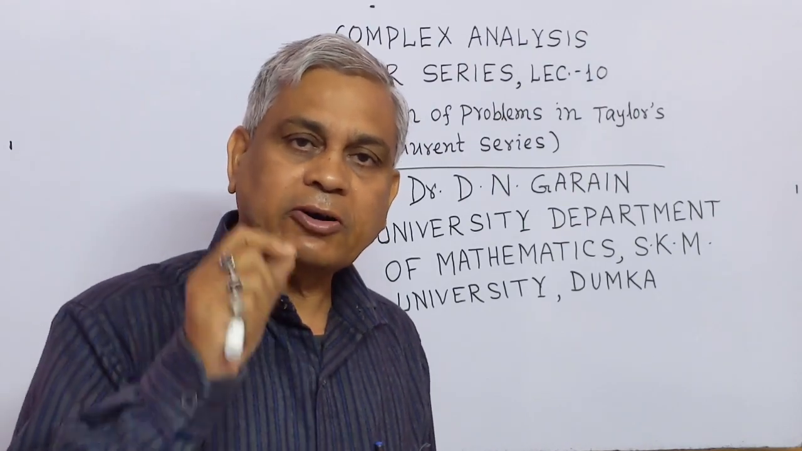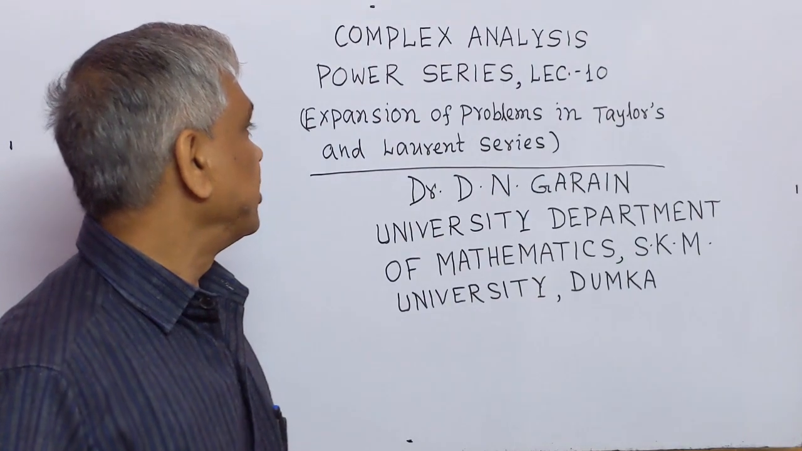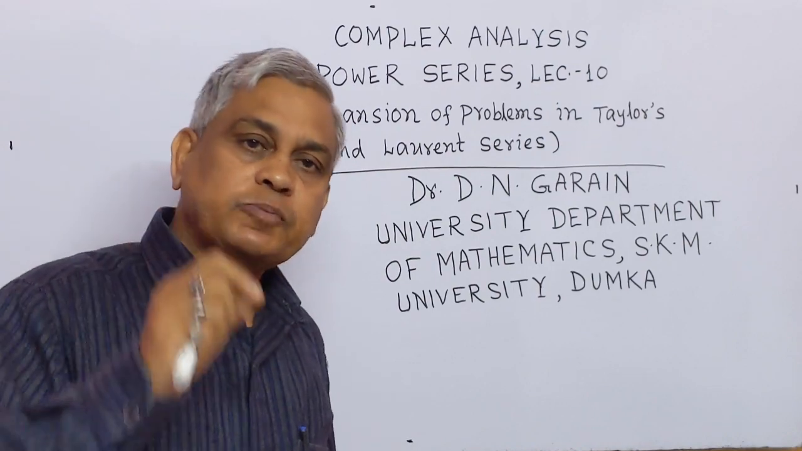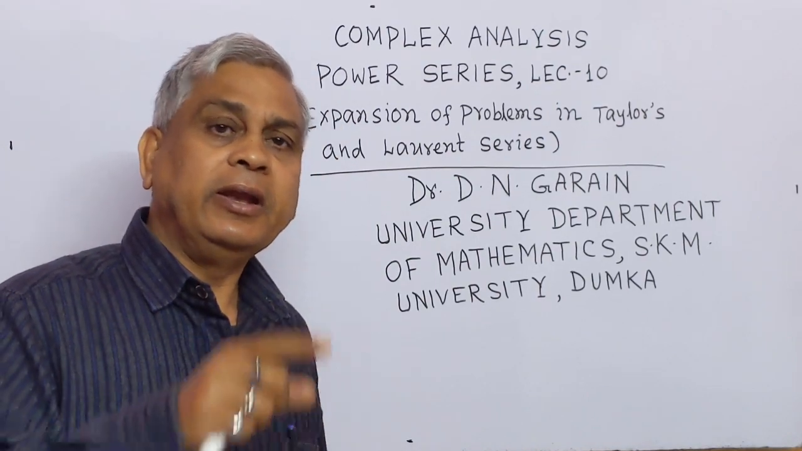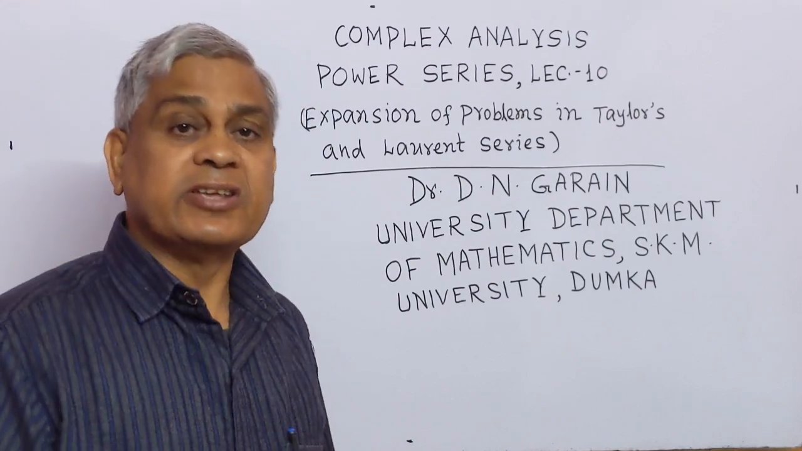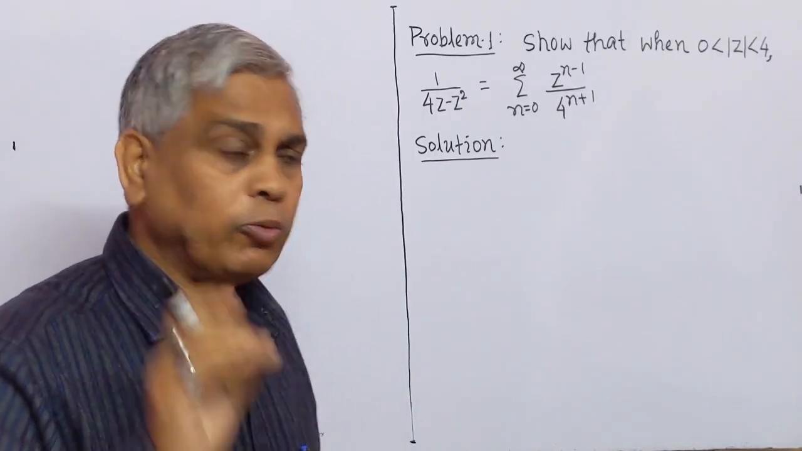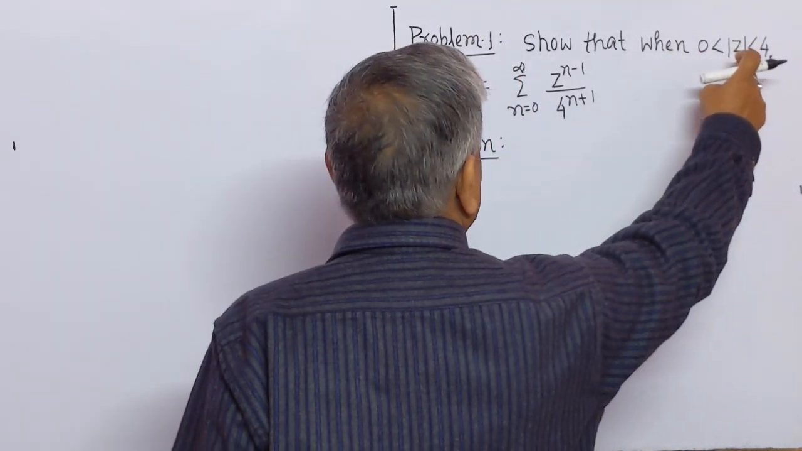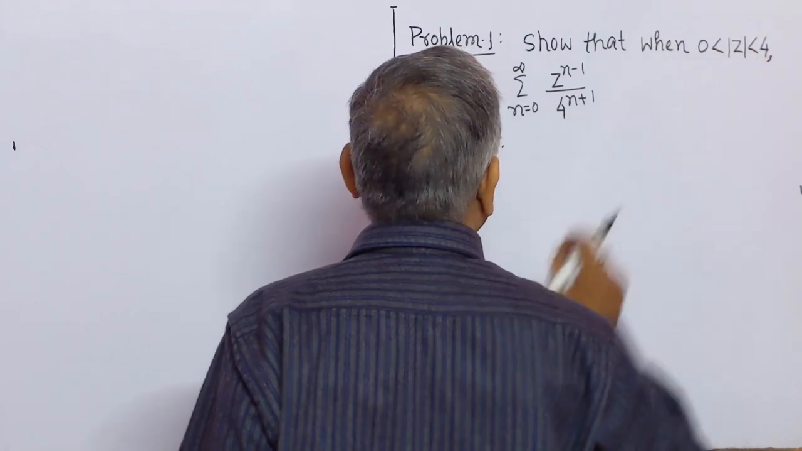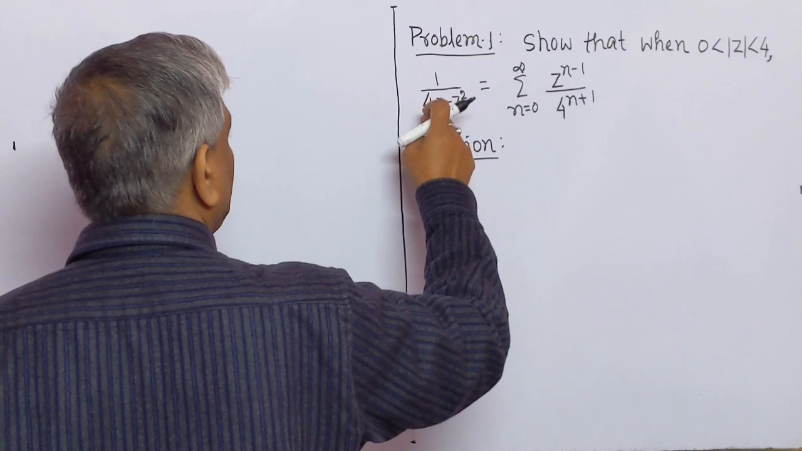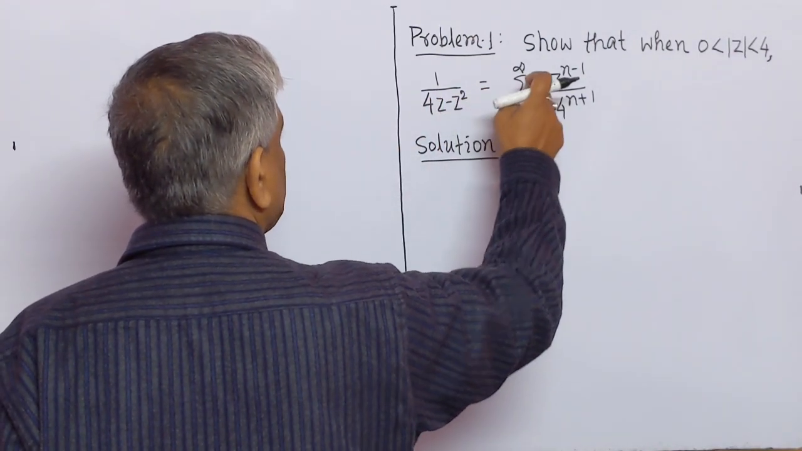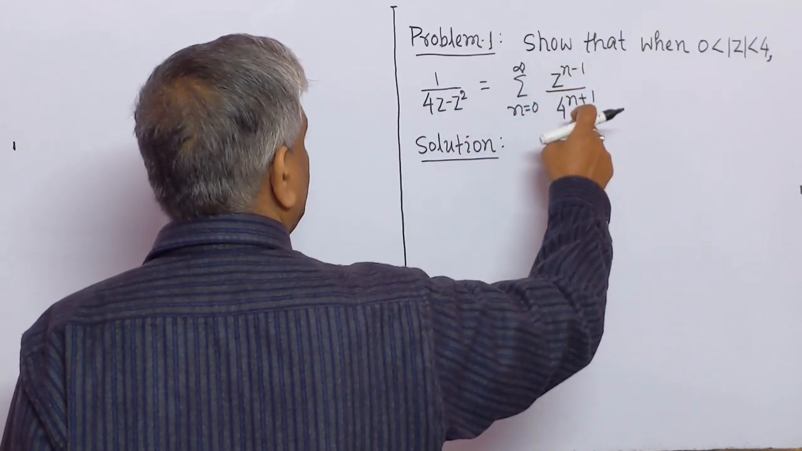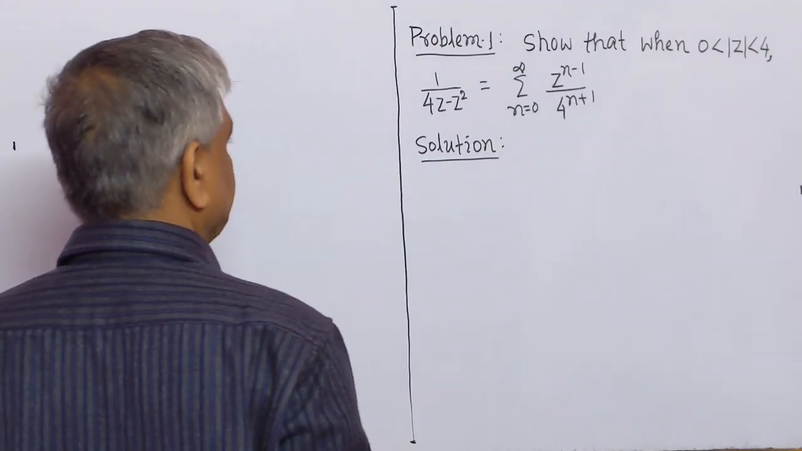Today, I will deliver lecture on complex analysis, power series, lecture number 10, in which I will explain some problems in Taylor's and Laurent series. Now, we solve a problem. Problem is, so that when modulus of z is greater than 0 and less than 4, then 1 by 4z minus z square equals sigma n equals 0 to infinity z to the power n minus 1 by 4 to the power n plus 1.